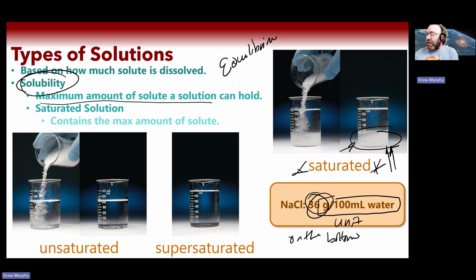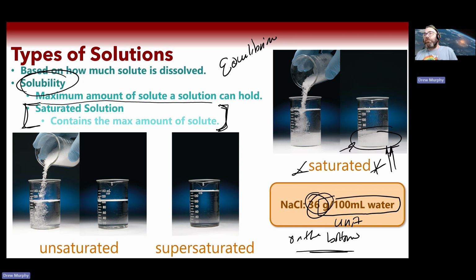Okay, so there's an equilibrium between the undissolved solute and the solution itself, and hopefully we have time in class to discuss that more. So yeah, the saturated solution contains the max amount of stuff. Okay, so that's an easy one to clarify. It contains the max amount of solute. It's going to have leftover solute on the bottom, right?